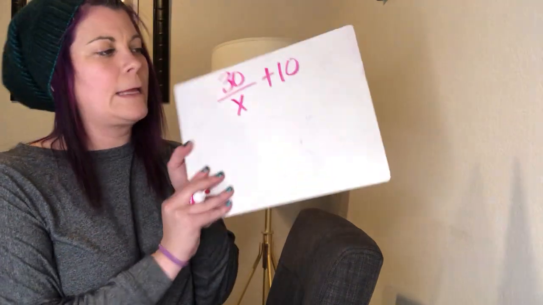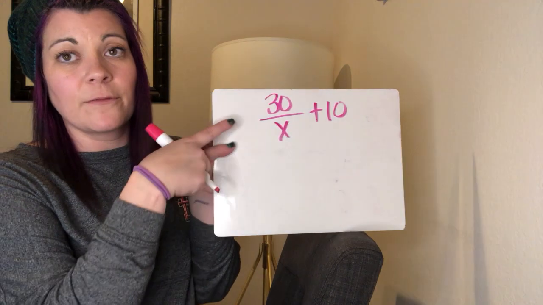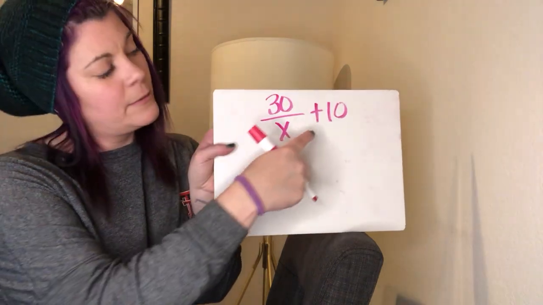What about the quotient of 30 and a number plus 10? There are two words here, quotient and plus. So we know we're going to have division and we know we're going to have addition. The quotient of 30 and a number, so that's the order, 30 divided by x, and then we add 10. It says plus 10. The quotient of 30 and a number plus 10.